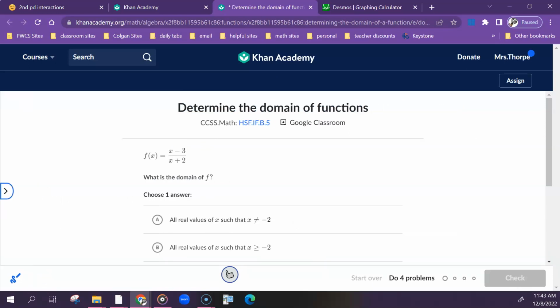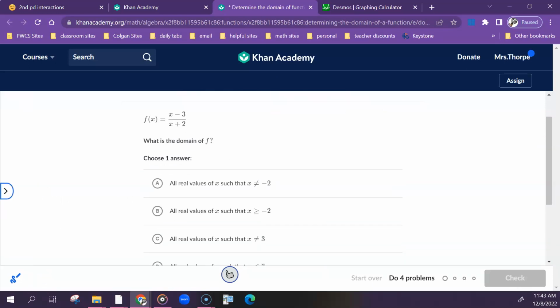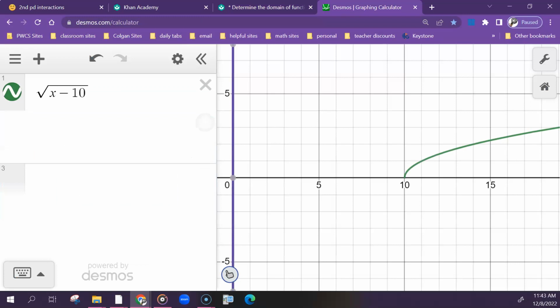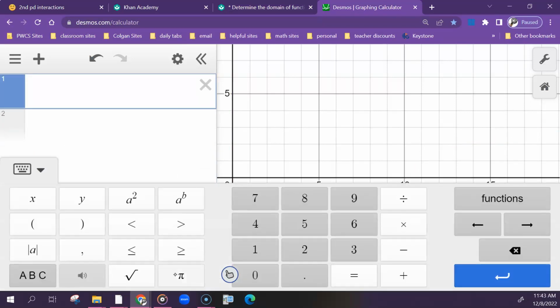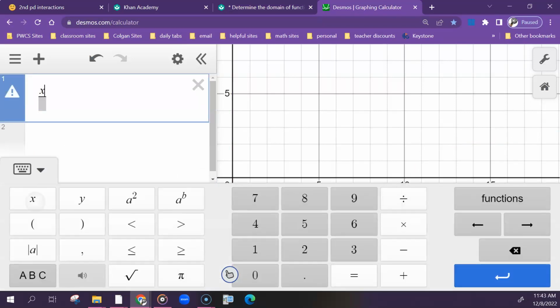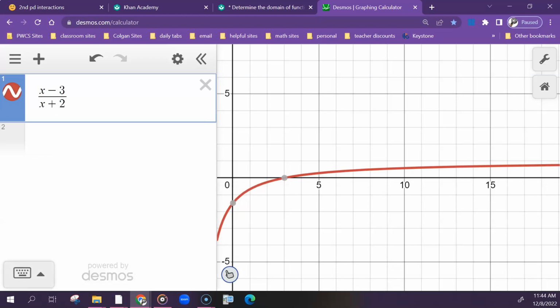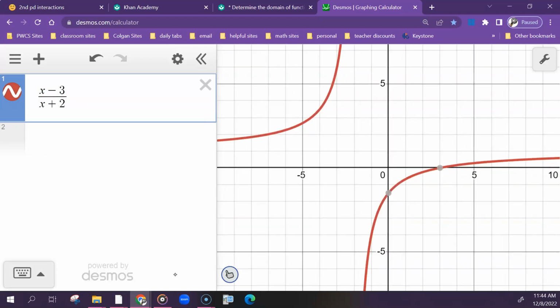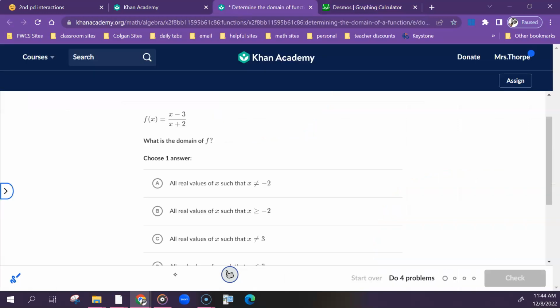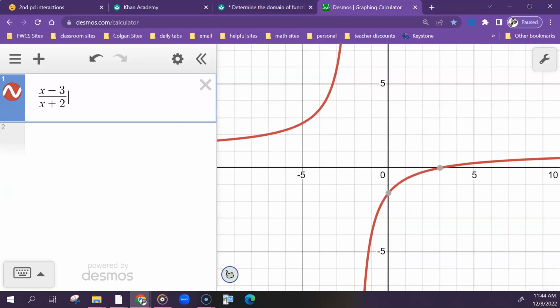One like this. Any one that's a fraction, still put it in, see what happens. X minus 3, x plus 2. It'll look weird, like this. Put in the two numbers that it says. So -2 and 3.